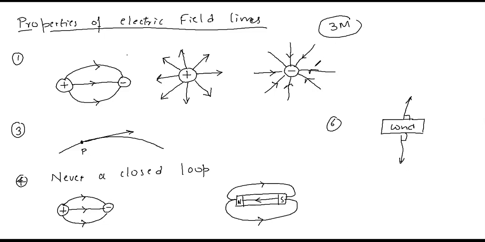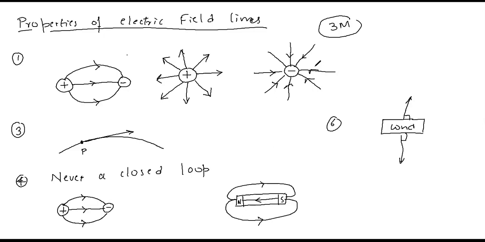Electric field lines always originate from the positive charge and terminate at the negative charge in case of a dipole. Whereas in case of a single positive charge, the electric field lines originate at the positive charge and move towards infinity. And in case of a single negative charge, the electric field lines originate at infinity and move towards the negative charge. So this is the first property.